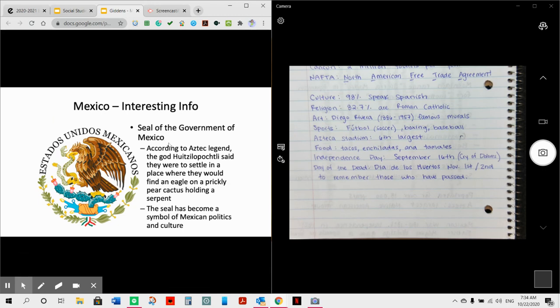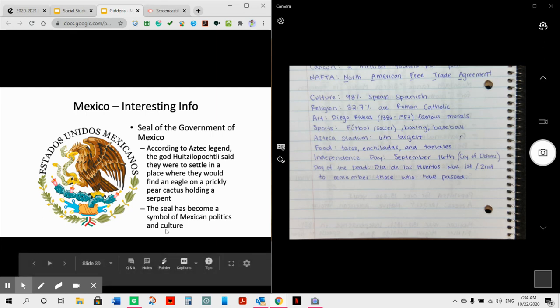Seal of the government of Mexico. According to Aztec legend, the god, and this one I always mispronounce, you guys, Huitzilopochtli, said they were to settle a place where they would find an eagle on a prickly pear cactus holding a serpent. The seal has become a symbol of Mexican politics and culture.